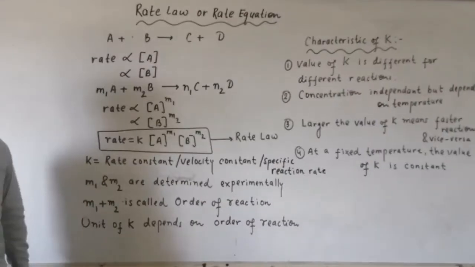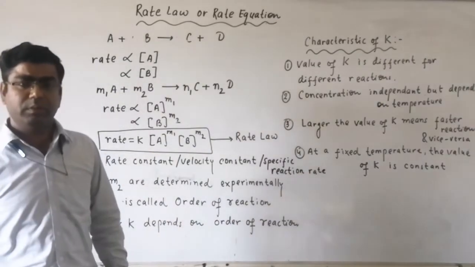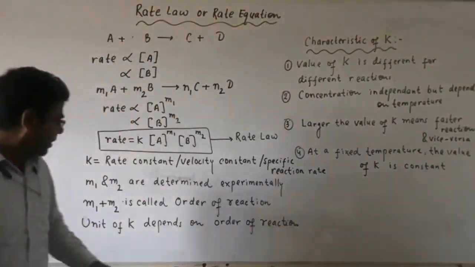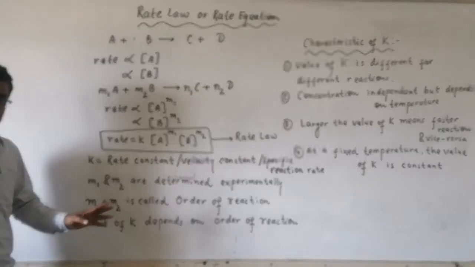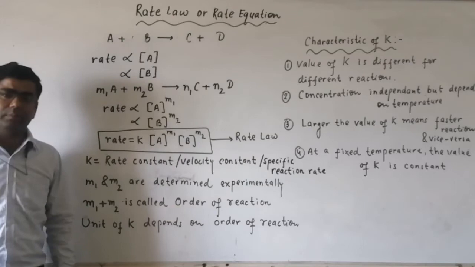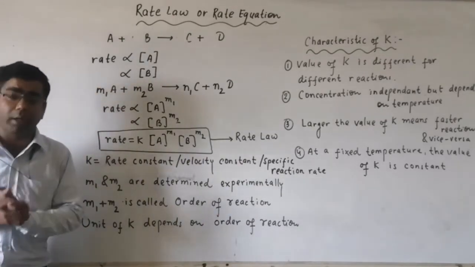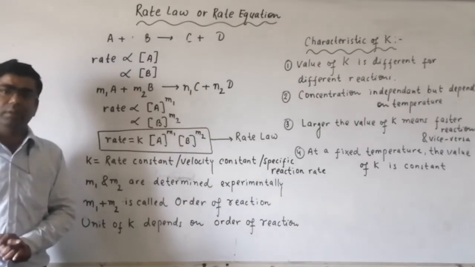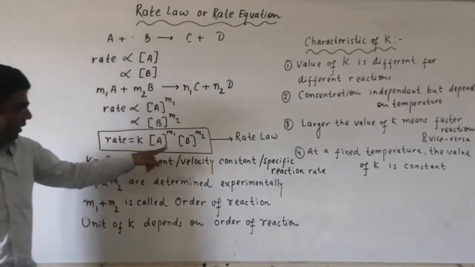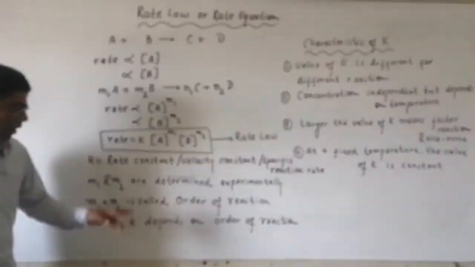And M1 plus M2 is called order of reaction. So what is order of reaction? The sum of the powers to the concentration term, which is written in rate law, is called order of reaction. Again, sum of the powers to the concentration term, which is written in rate law, is called order of reaction.